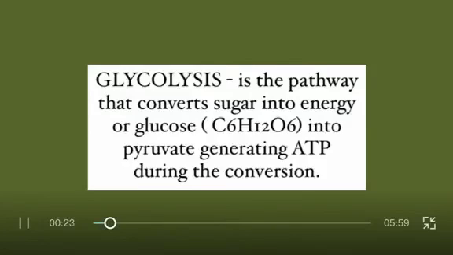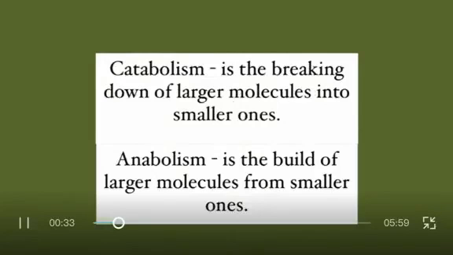Glycolysis is the pathway that converts sugar, or glucose, C6H12O6, into pyruvate, generating ATP during the conversion. An important term to know is catabolism. Catabolism is the breaking down of larger molecules into smaller ones. Anabolism is the building of larger molecules from smaller ones.